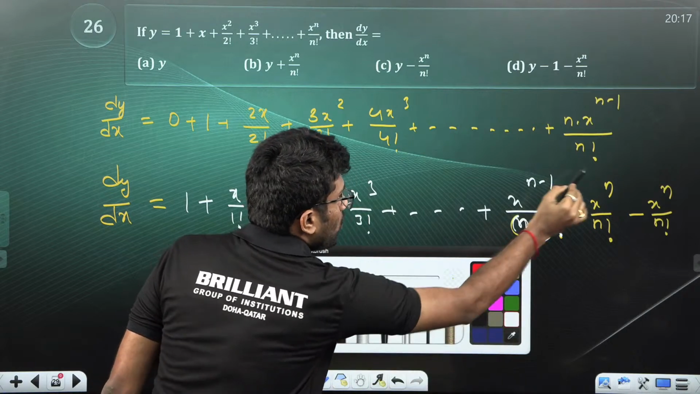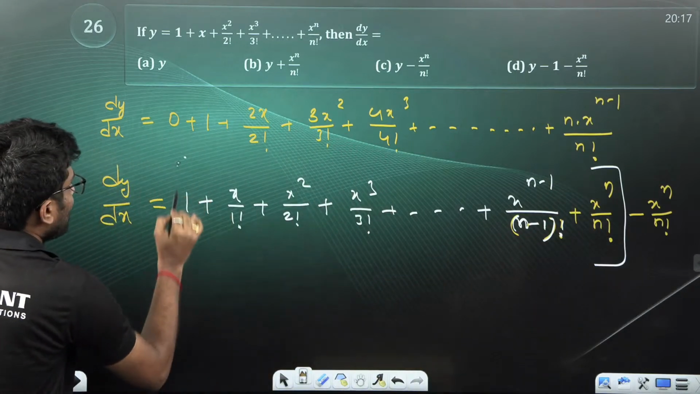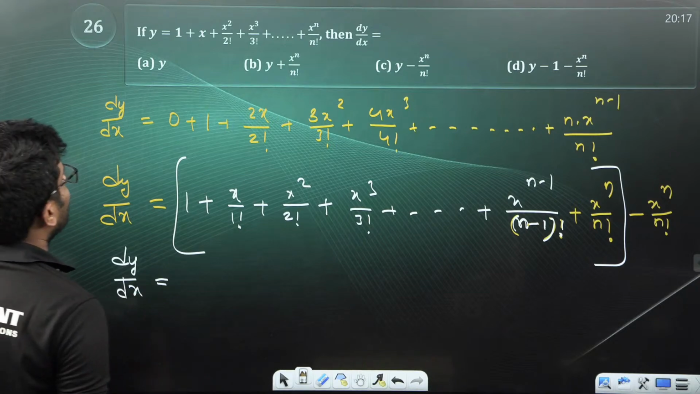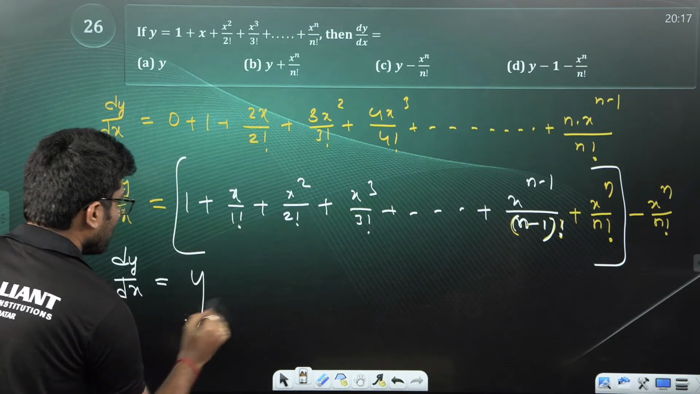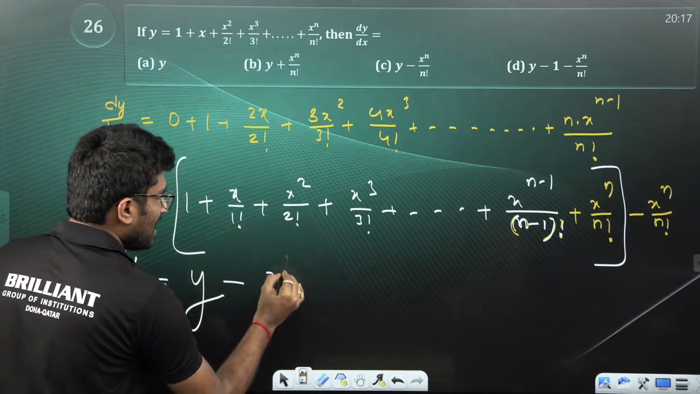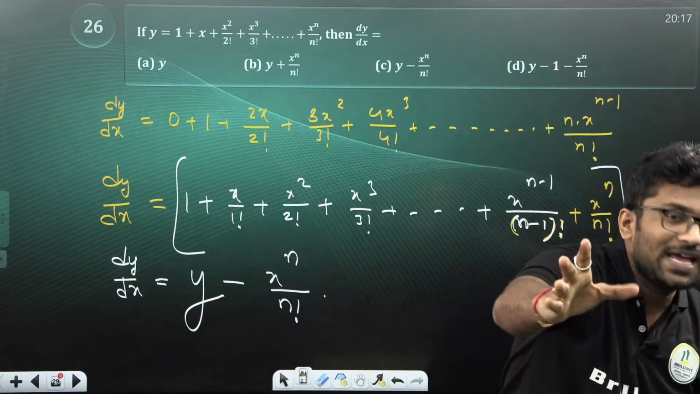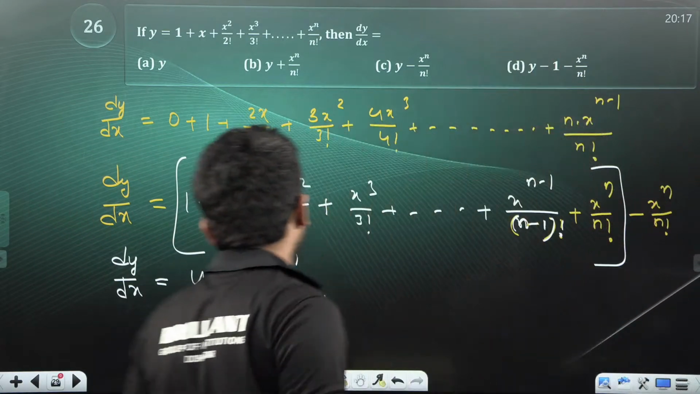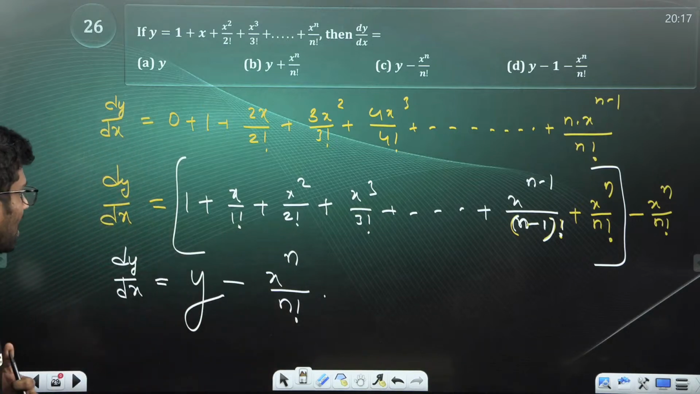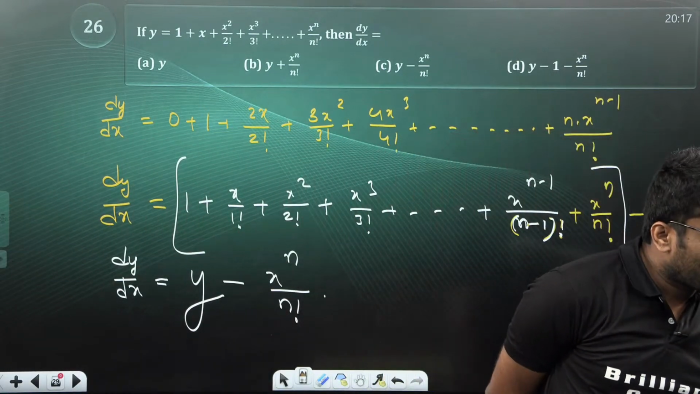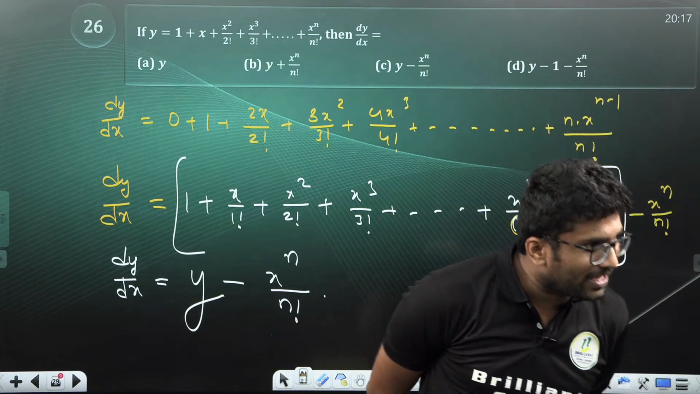Now if you understand, from here to here it is clearly dy by dx is equals to y minus x power n divided by n factorial. y minus x power n divided by n factorial. That is what my dy by dx. Okay. So do not get mistaken.